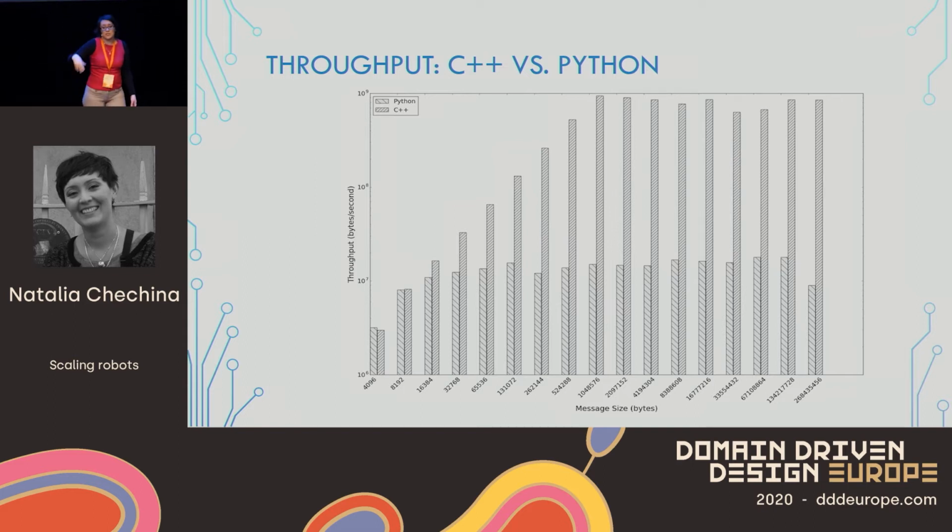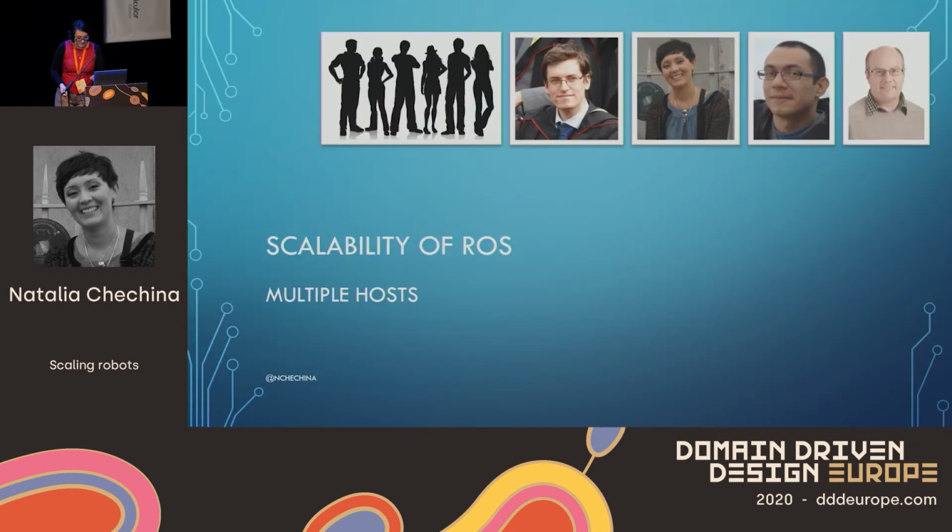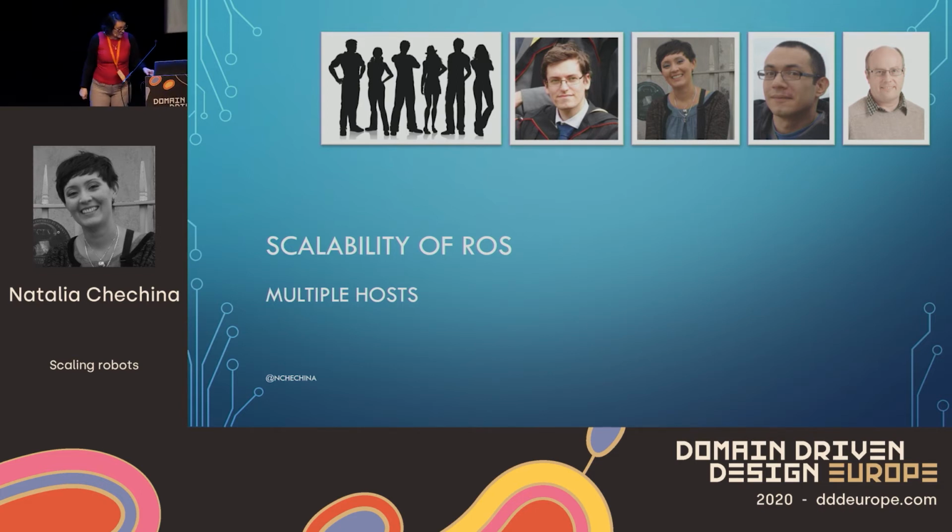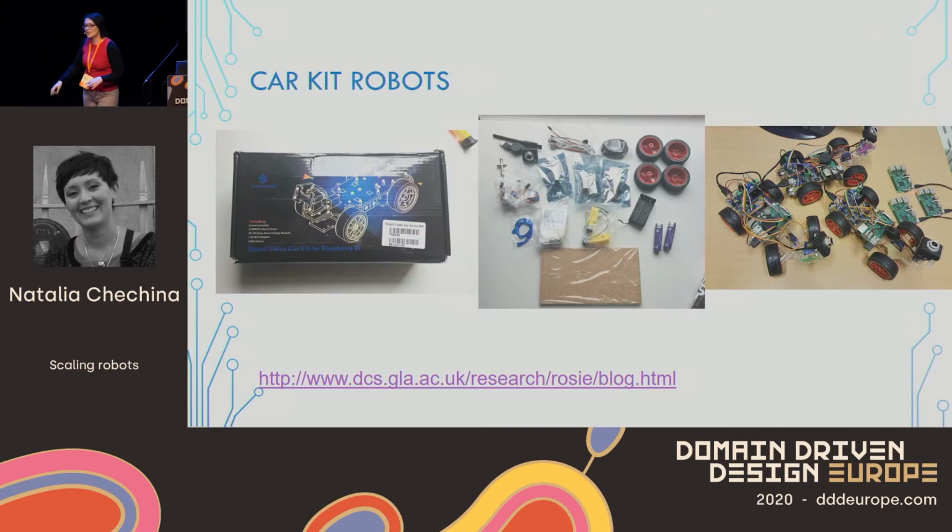So if your messages are smaller, just don't bother with the language. Go with Python and then see the rest later. But that's a single one, right? And we need multiple robots, especially since it's distributed systems and it's robotics, so it should be more robots than that. So we've got more students interested in that, so we ran more experiments.